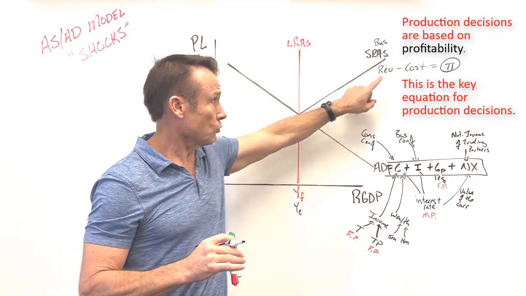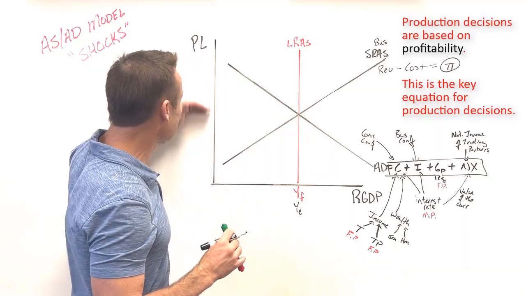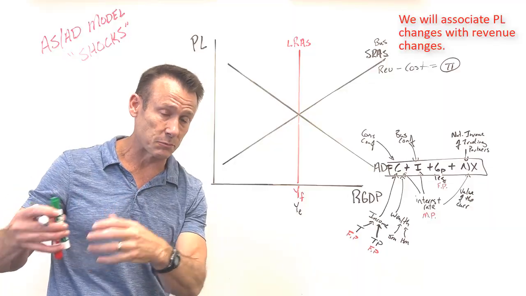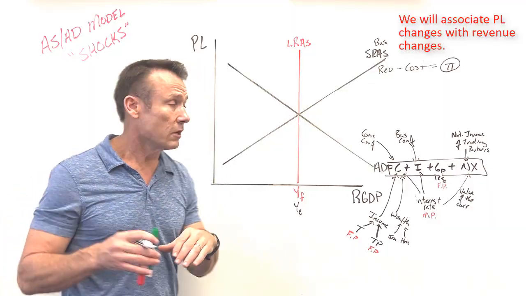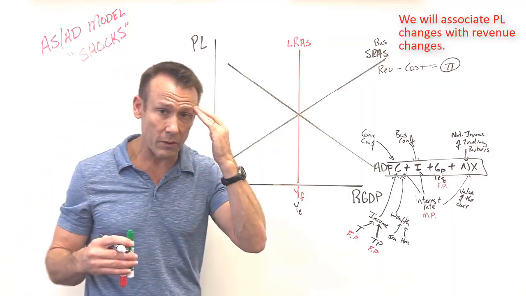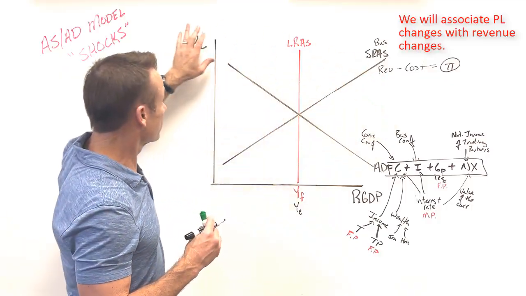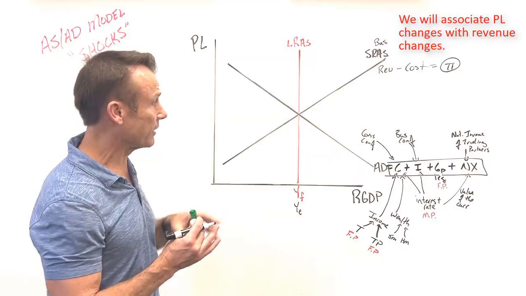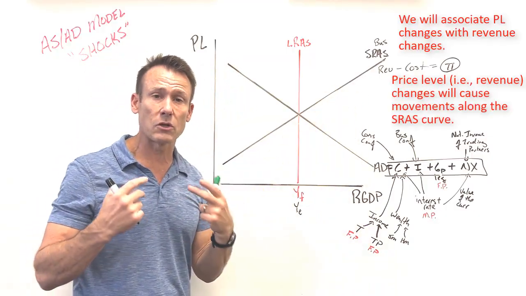Now, revenue changes we're mainly going to associate with price level changes, right? Prices are benefits to businesses. Prices reflect the per unit revenue for businesses. So when the price level goes up, we want to think that's revenues going up, okay? So revenues we associate with the price level. When revenues change, when the price level changes, we're going to get movements along the curve, okay? We're going to get movements along the curve.